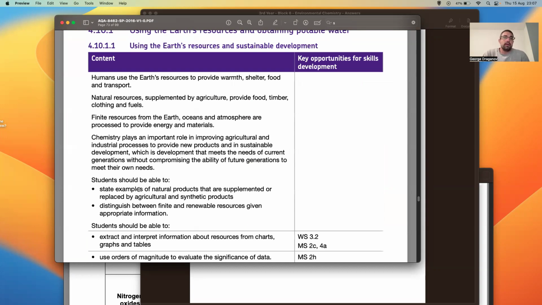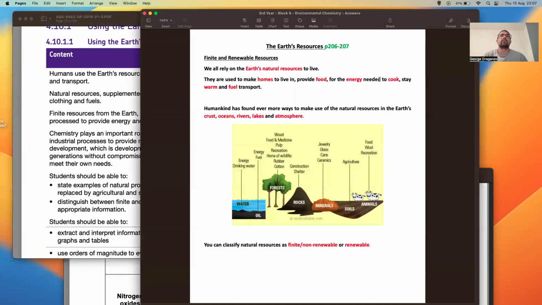As you can see, the main thing you need to be able to do is distinguish between finite and renewable resources by being given information. Give examples of natural products that are supplemented or replaced by agriculture and synthetic products. So this is just general information provided by the syllabus, and it is reflected in the notes.